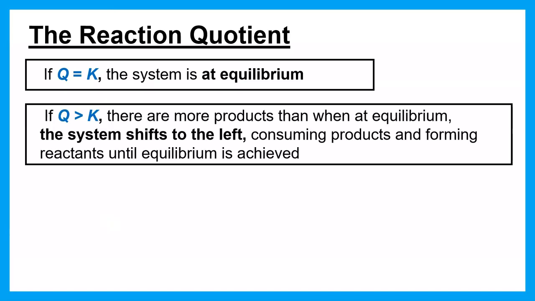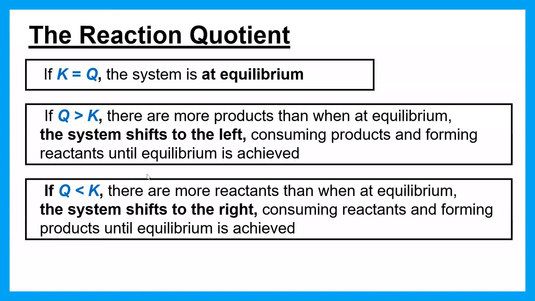If Q is larger than K, that means you have too many products, right? Your numerator is too big. And so if your numerator is too big, in order to get to your K value, you're going to have to go to the left, trying to use up some of those products, trying to make more reactants so that you end up at your K value.